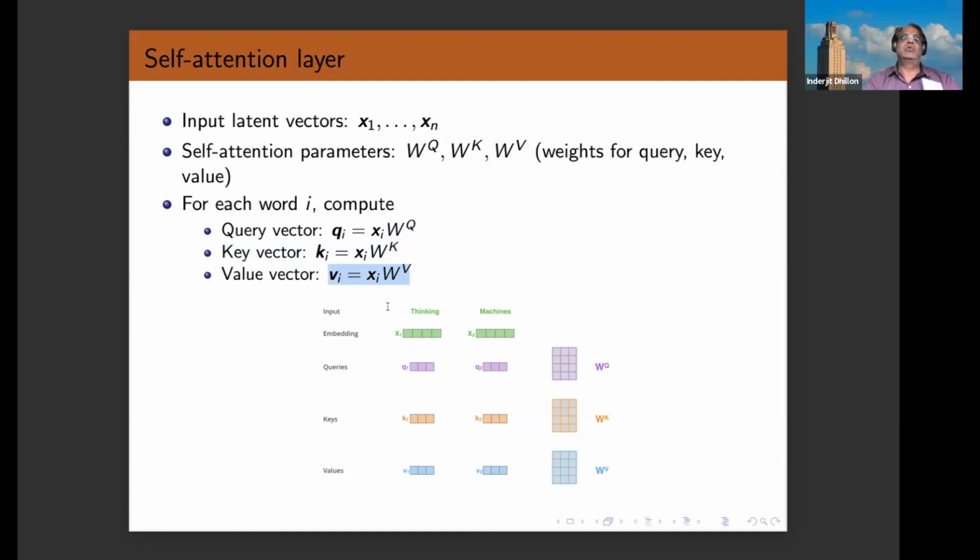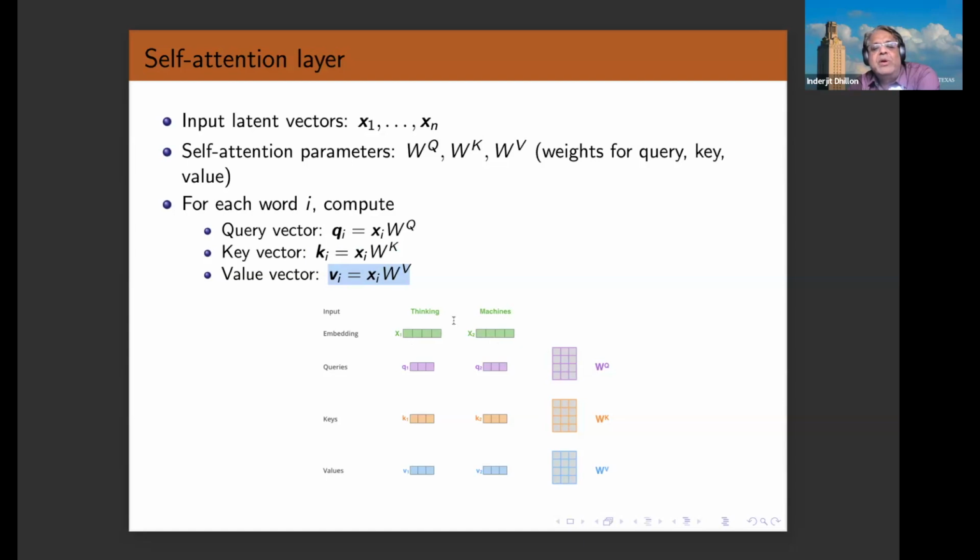Okay, so this is how. On the bottom, we have the input, "Thinking Machines", 2 tokens for simplicity. You can see x1 and x2. Each one of them is a 4-dimensional vector. WQ is a 4 by 3 matrix.